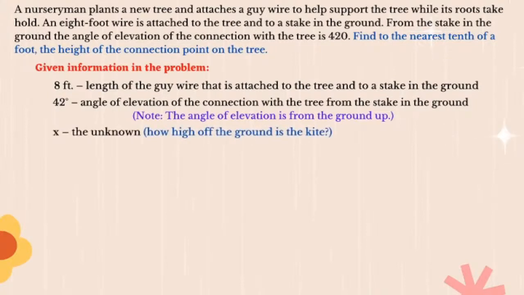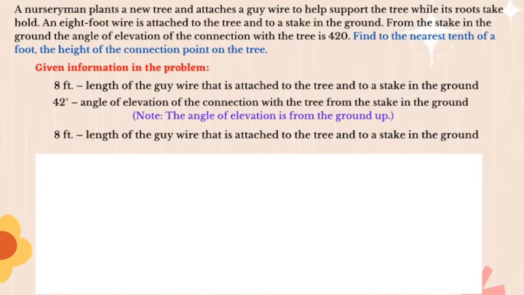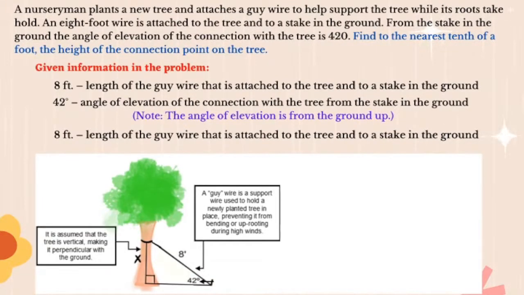We have also x. It is the unknown. It is the height of the connection point on the tree. Now, based on the given information in the problem, we come up with this illustration. It is assumed that the tree is vertical, making it perpendicular with the ground.